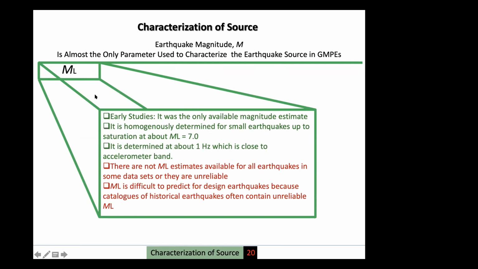Okay, so ML is usually used by earliest studies, and it's homogeneously determined for small earthquakes up to saturation at about ML equal to 7. And the disadvantage of ML is that there are not ML estimates available for all earthquakes in some data sets, or ML is difficult to predict for design earthquakes because catalogs of historical earthquakes often contain unreliable ML.